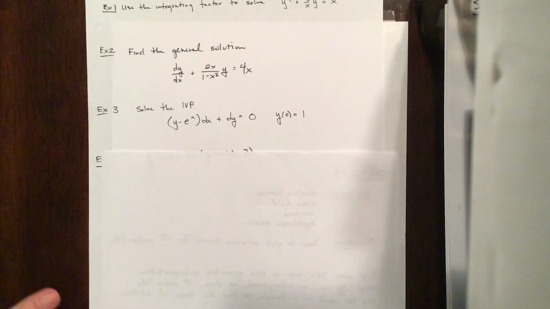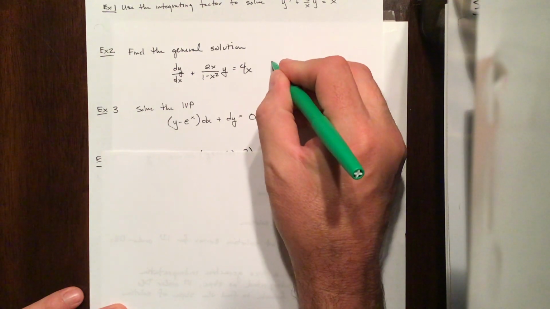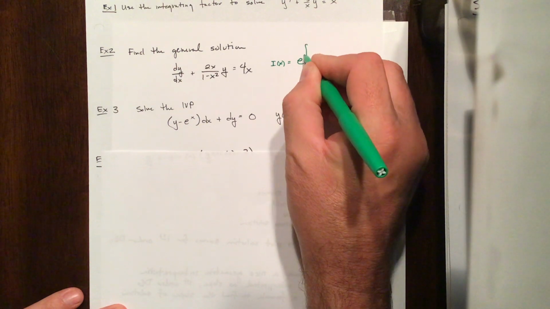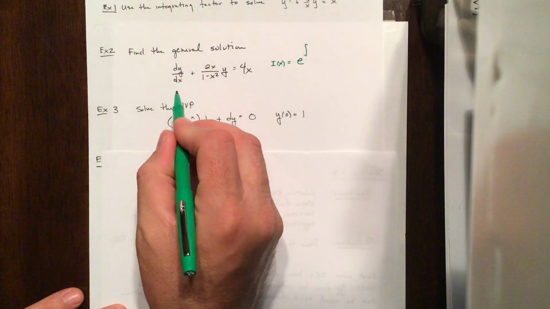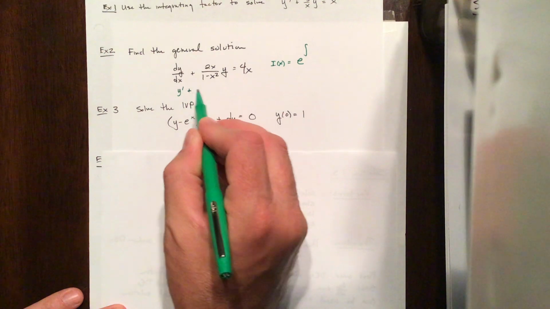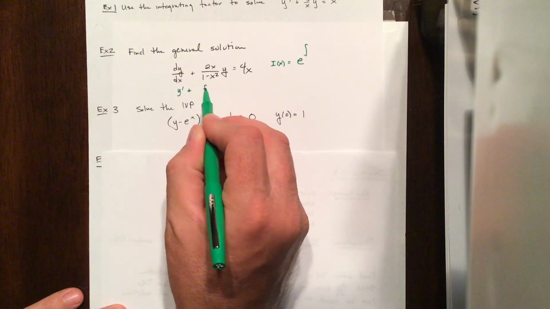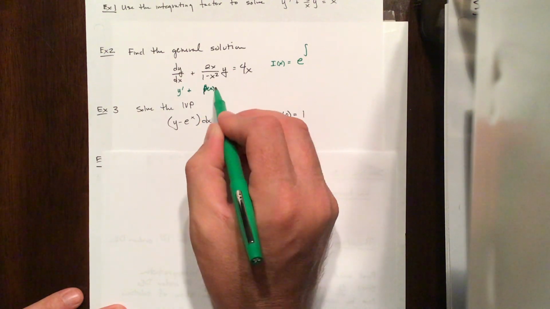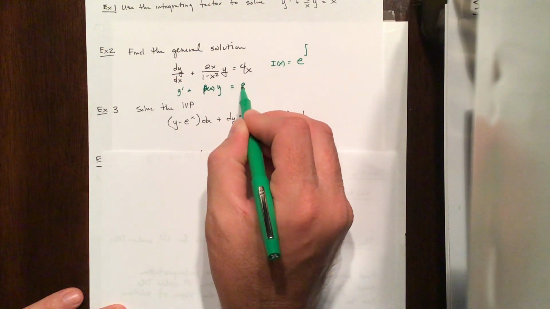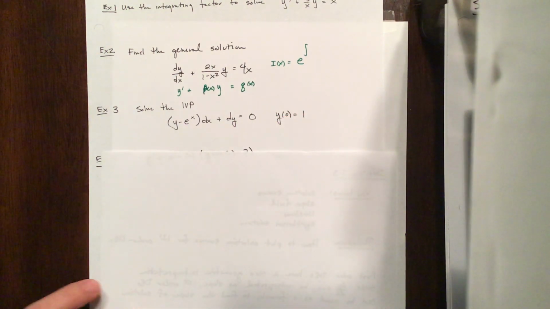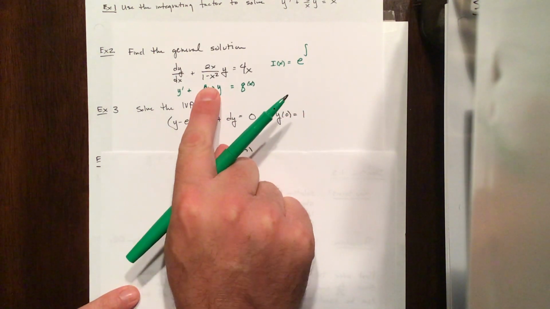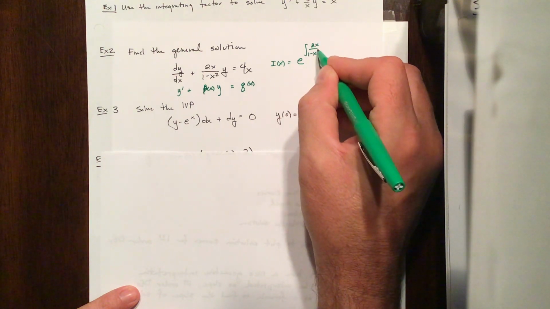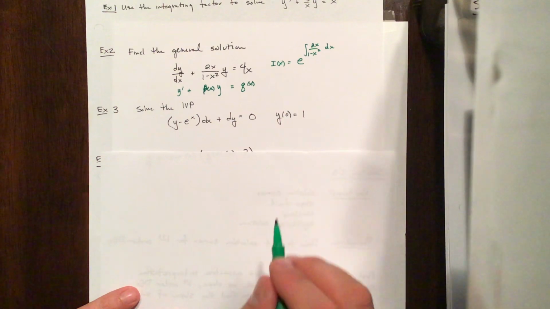So here, the integrating factor I of x is going to be e to the integral of... okay, well, first off, this is y prime plus this is my P of x times y, and this right here is my q of x. Okay, so I'm of the right format. P of x is 2x over 1 minus x squared dx.